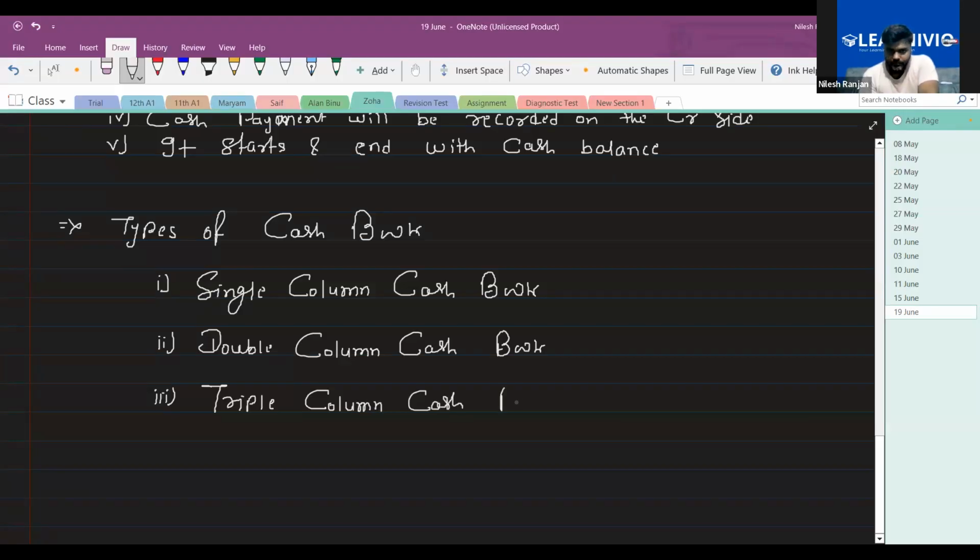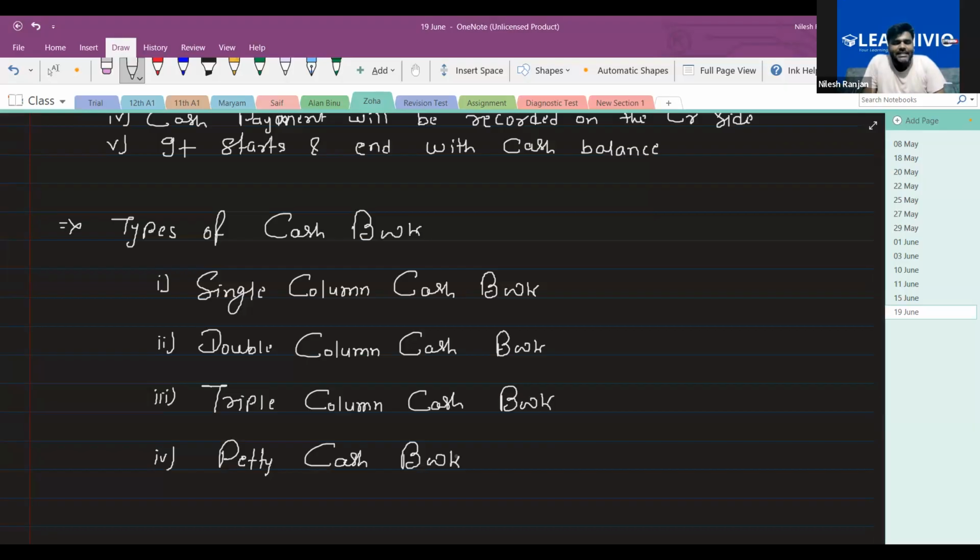And after this, there is one cash book which is called the petty cash book. It's for petty expenses, right? Like small expenses and stuff. So that's the only one I know, because my teacher told me what petty means. I don't know the rest of them.